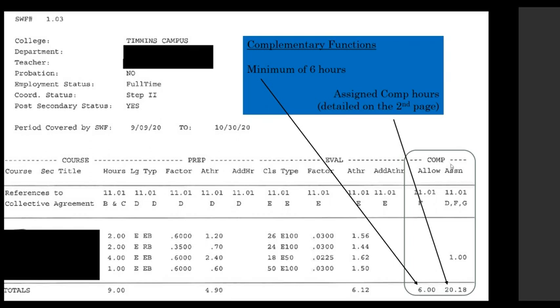So complementary functions show up in this last column. The minimum 6 hours everybody should have, and that should be sitting here under this allowance column. And then this final category is the assigned, the additional complementary functions that get assigned to you, and that number can vary greatly depending on what type of role an individual faculty member has at the college, whether they're a coordinator, whether they have involvement on committees or union duties and that sort of thing.